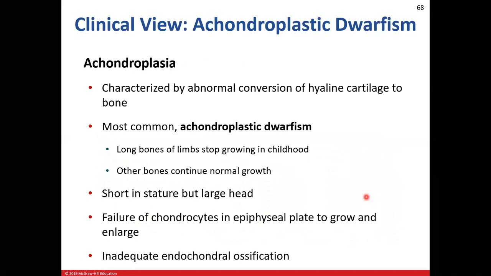So if we look at another clinical view, we look at what we call achondroplastic dwarfism. Achondroplasia is characterized by the abnormal conversion of hyaline cartilage to bone. The most common type of this condition is called achondroplastic dwarfism. This is where the long bones of the limbs stop growing in childhood, and other bones continue their normal growth. So what ends up happening is we typically have a short stature but large head, because most of the limbs stopped growing, but the rest of the body continued.